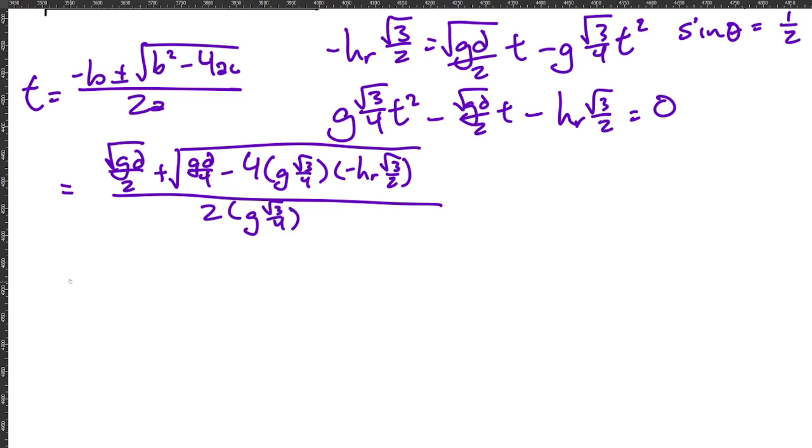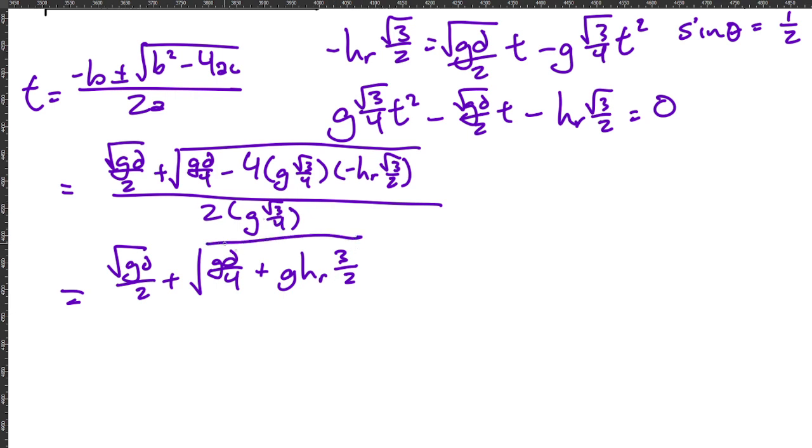All right, this is equal to square root of gd over 2 plus the square root of gd over 4 minus g plus, because these cancel off, g times hr times 3 divided by 2. I think that's correct. It's very hard to read my notes. All of this over g times square root of 3 over 2.